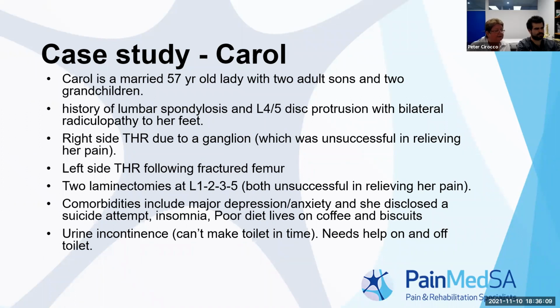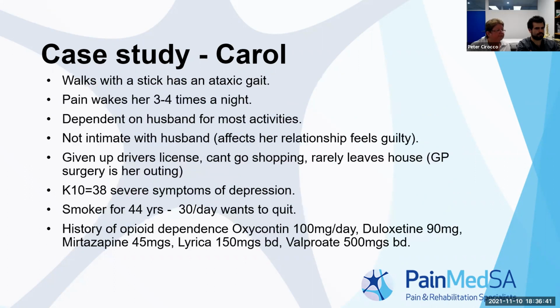2 laminectomies at the lumbar levels. Both were unsuccessful in relieving her pain. She had the operations and her pain didn't change. Comorbidities include major depression, anxiety, and she disclosed during the consult that she'd had suicide attempts. She suffered from insomnia, poor diet. She lived on coffee and Scotch finger biscuits. She had urinary incontinence, which wasn't related to the actual pain, but she just simply couldn't make it to the toilet in time, and she needed help to get on and off the toilet from her husband.